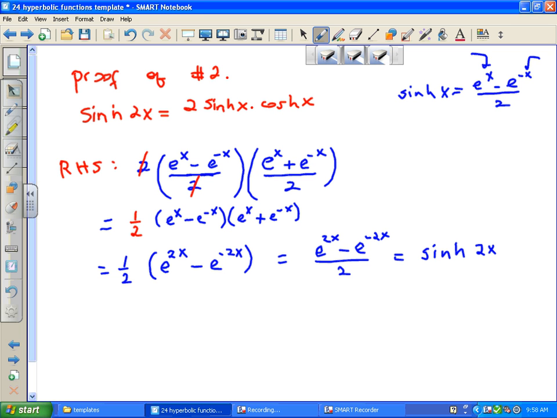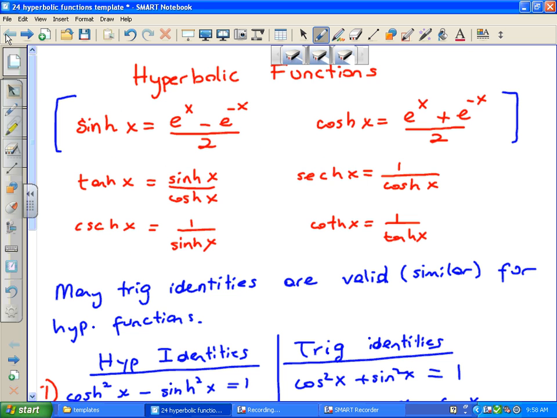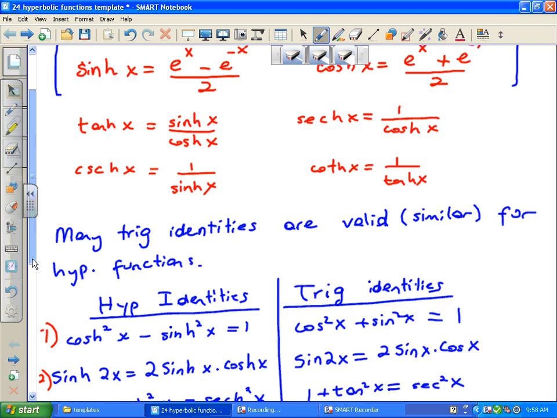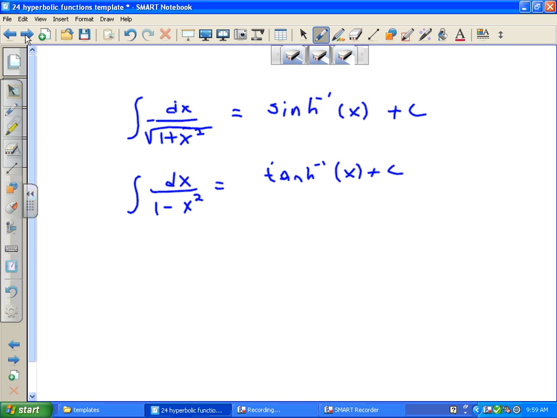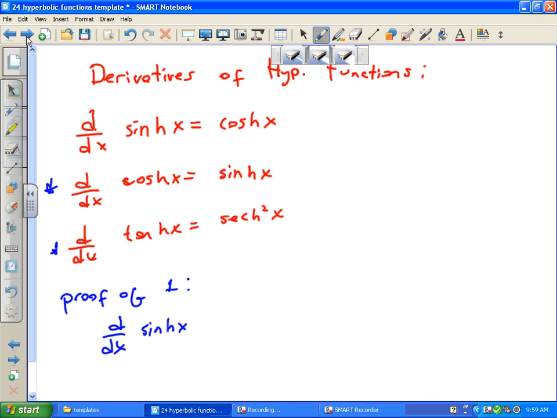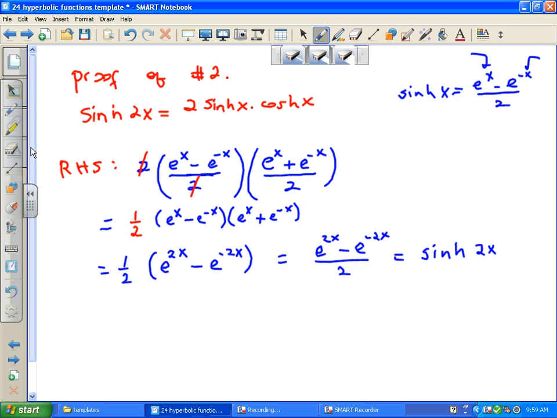OK, we're going to prove also the last one. But the last one, we're going to prove it in an easier way. Now that you have ideas about the hyperbolic sine and hyperbolic cosine, let's also prove that third identity, which was 1 minus hyperbolic tangent square is hyperbolic secant square. So let's also prove that identity. So this will be proof of number 3.